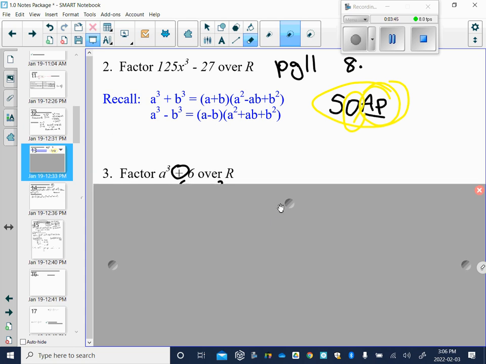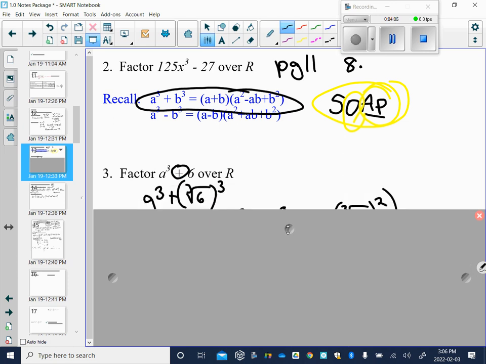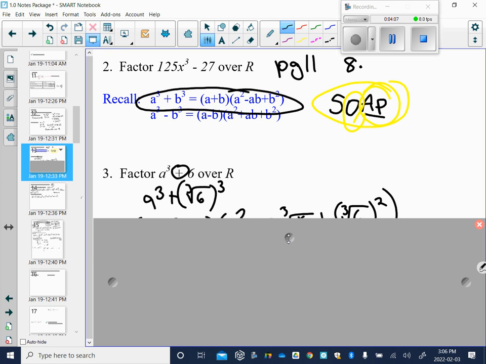We're going to factor a cubed plus 6. So first of all, I notice this is a sum of cubes. So I'm going to be zeroing in on that first formula. First of all, I'm going to rewrite it as perfect cubes. Well, that is a cubed, a perfect cube, and the cube root of 6, all cubed, is the same as 6. So now I have those a and b values that I can plug into this formula.